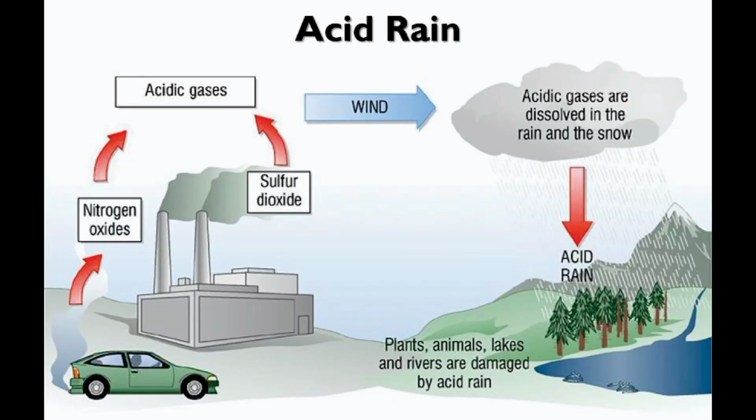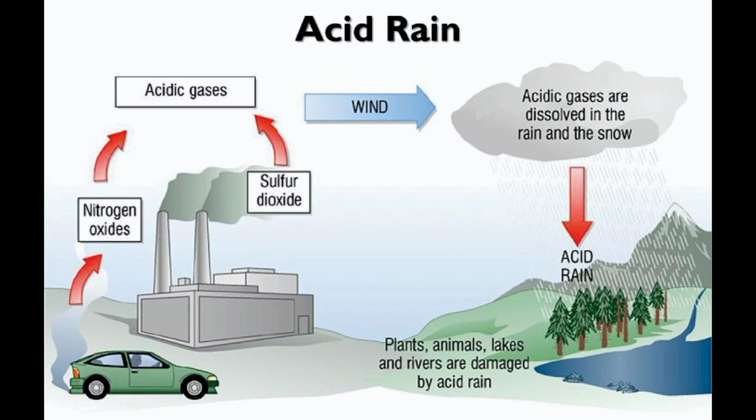Acid rain is a type of precipitation that has increased acidity due to the presence of certain pollutants in the air. It occurs when sulfur dioxide, SO2, and nitrogen oxides, NOx, are released into the atmosphere and react with water, oxygen, and other chemicals to form sulfuric acid, H2SO4, and nitric acid, HNO3, which then fall to the ground as acid rain. There are two types of acid rain: wet deposition.